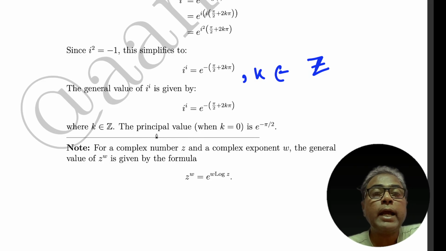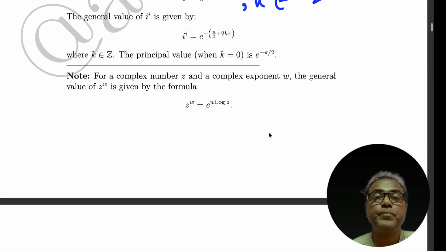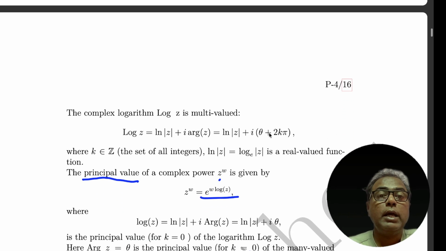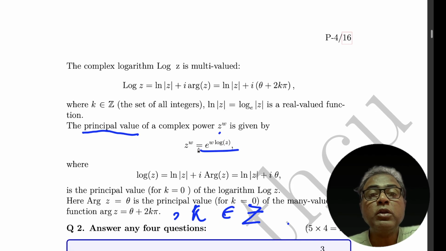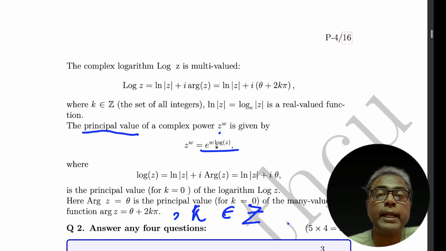The general value of this, and the principal value for i to the power i, we put k equal to 0. So we get e to the power minus pi by 2 for the principal value of i to the power i. And this is the log multivalued function, where k belongs to all integers, and the principal value is e to the power w log z, where this log starts with the small letter l. This Log z is the principal value of the capital Log, while the small log z is multivalued.